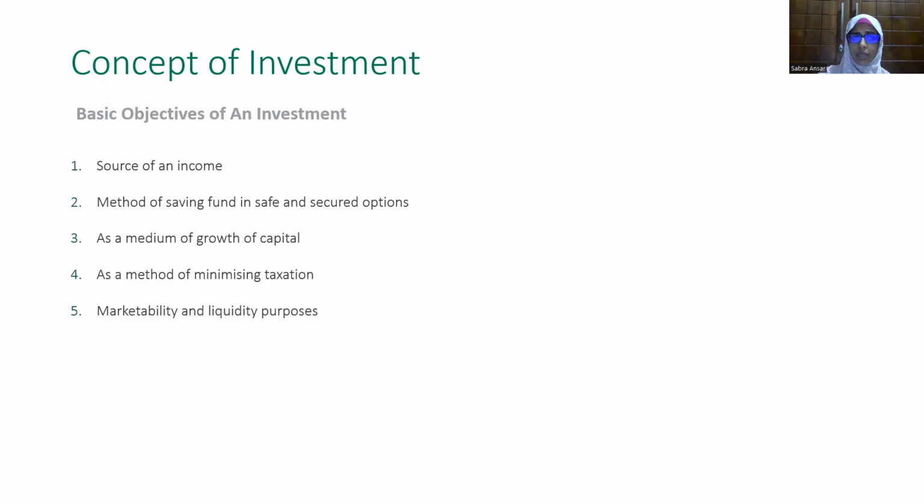So through investment, one of the main objectives would be to get back an increased amount of cash, or there should be some kind of capital gain or interest. And it is also a method of minimizing taxation. Now, why do we say investment would minimize taxation?